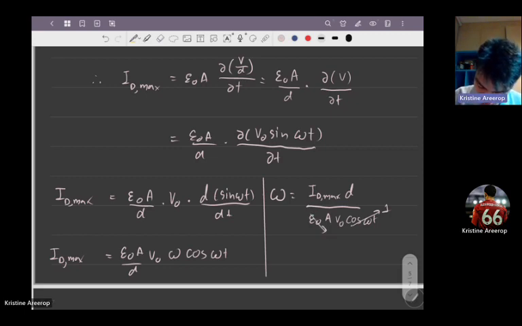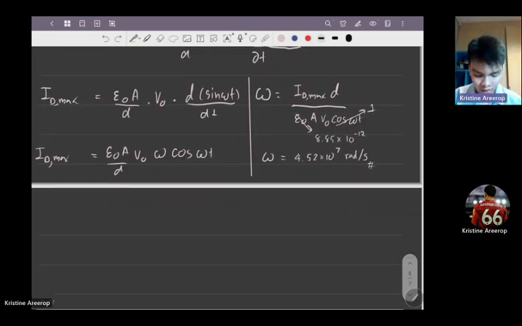Epsilon 0 is 8.85 multiplied by 10 power negative 12, and omega equals 4.52 multiplied by 10 power 7 radians per second.